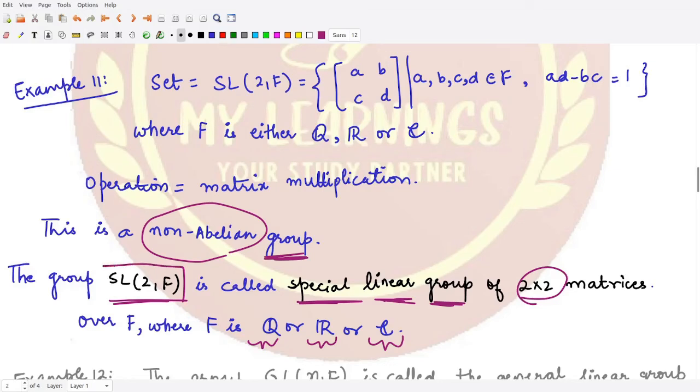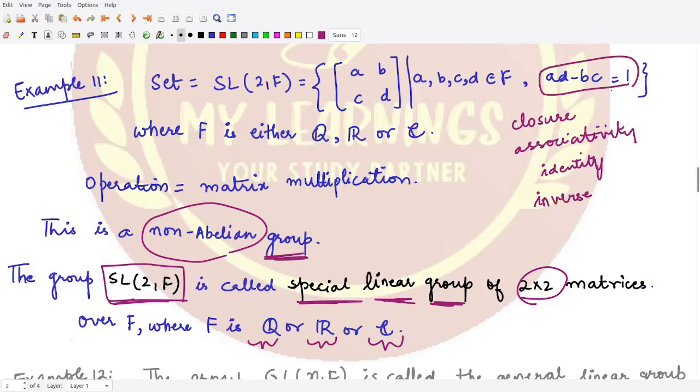So you should remember this thing, that SL2 comma F is a special linear group of 2 cross 2 matrices. So in this case also you can similarly check the closure property, you can check the associativity of this one, you can check the identity. Again, the identity would be the identity matrix only, right? And in this case also you can calculate the inverse. Why? Because the determinant here in this case is given to be 1, which is non-zero, right? So this forms a non-abelian group.